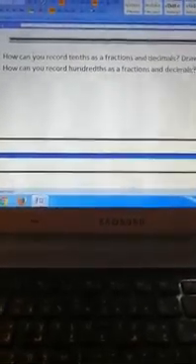here, question number 1. How can you record tenths as a fraction and a decimal? Draw a model. Question number 2. How can you record hundredths as a fraction and decimal? Again, using a model. These two questions are about decimal point.